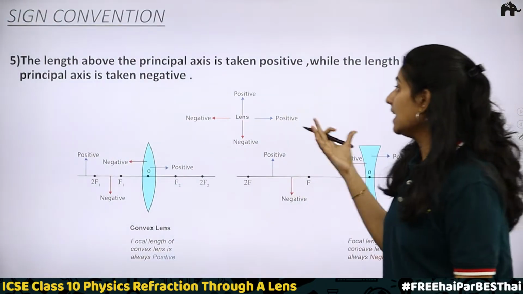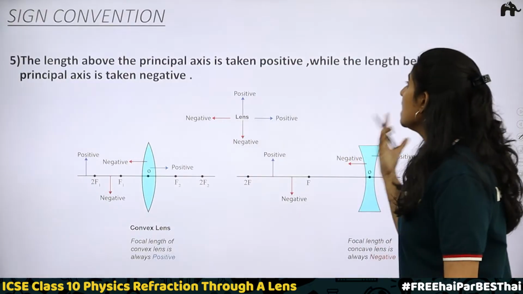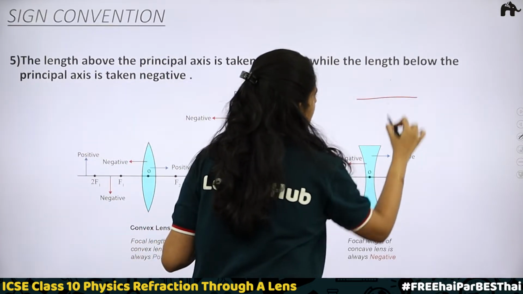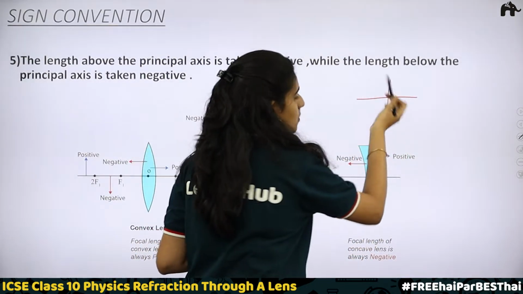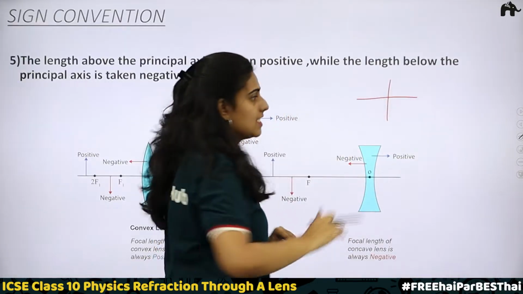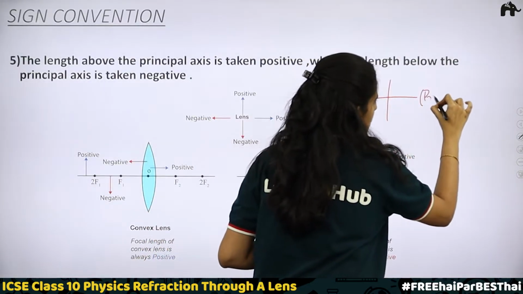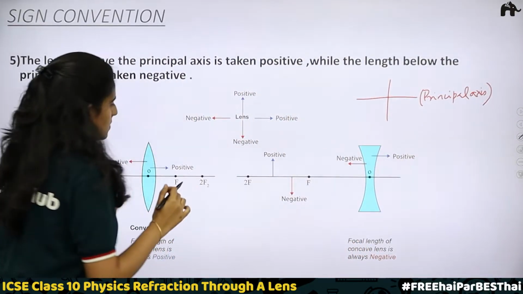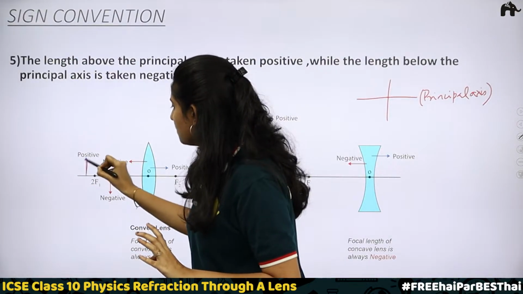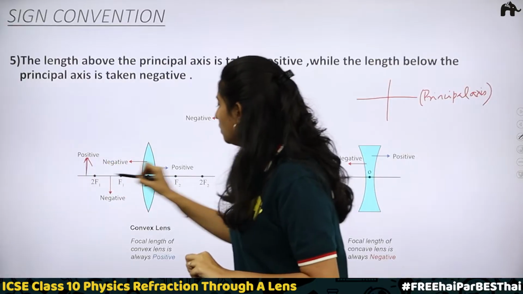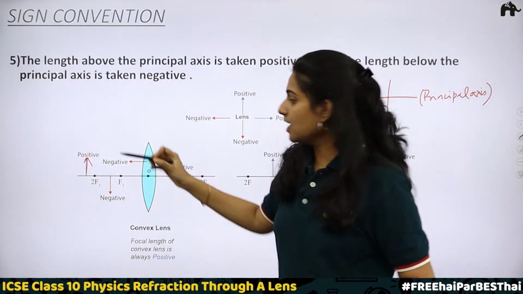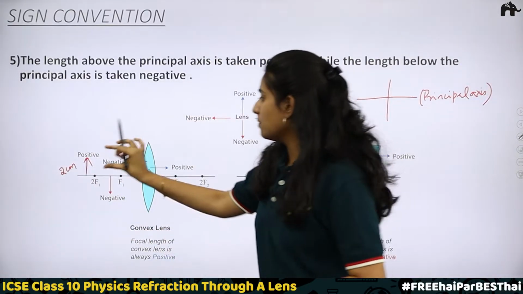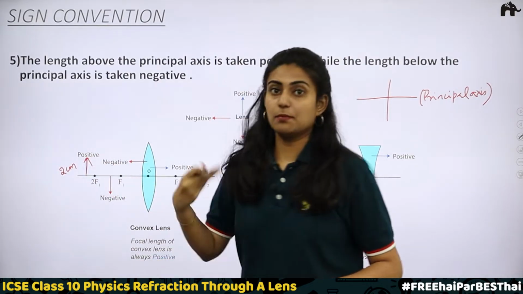Okay. Fifth point, the length above principal axis is taken positive, while the length below the principal axis is taken negative. Very simple. That is, in Cartesian coordinates, we have studied that all the values above the x-axis are taken as positive, all the values below the x-axis are taken as negative. Here, x-axis is your principal axis. So, consider this case, here we have this object. With respect to principal axis, we are measuring and the object is above the principal axis, let's say 2 centimeter. Therefore, the object height will be positive 2 centimeter.